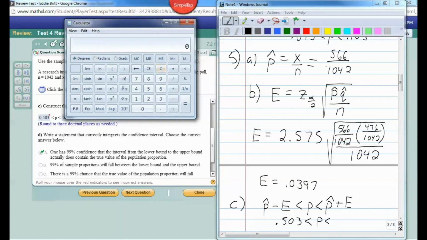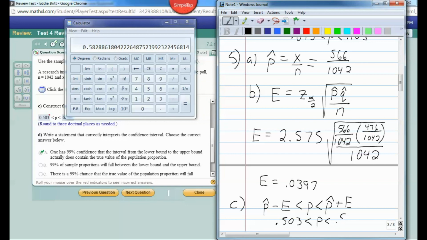Now I want p hat, which was 566 divided by 1042, plus the margin of error. And so I get, if I round to 3 places, 0.583.